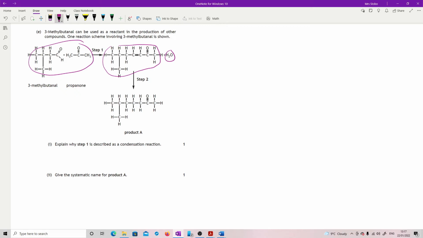Give a systematic name for product A. Okay, so it will just follow our normal things. Find the longest chain that you can. Meth, eth, prop, but, pent, hex, hept. So we've got hept. And we've got a ketone in here, so that's going to determine the numbering. That's going to be carbon 1, 2, 3, 4, 5, 6, 7. So we've got heptan-2-one, and we've got a group on number 6, and it's a single carbon, so 6-methylheptan-2-one. There we go.